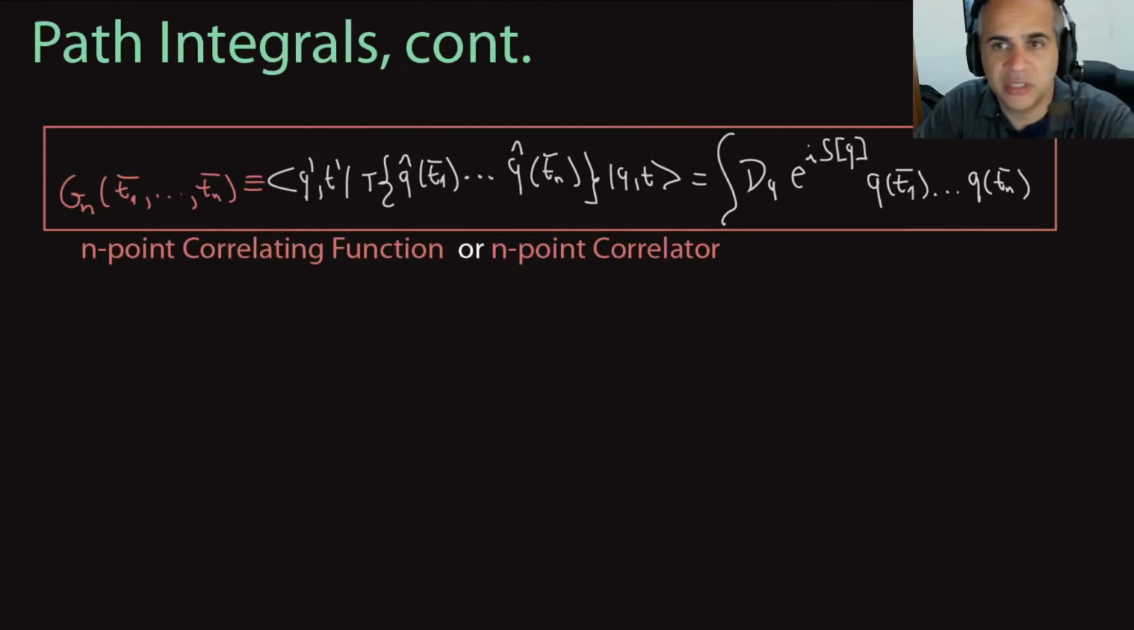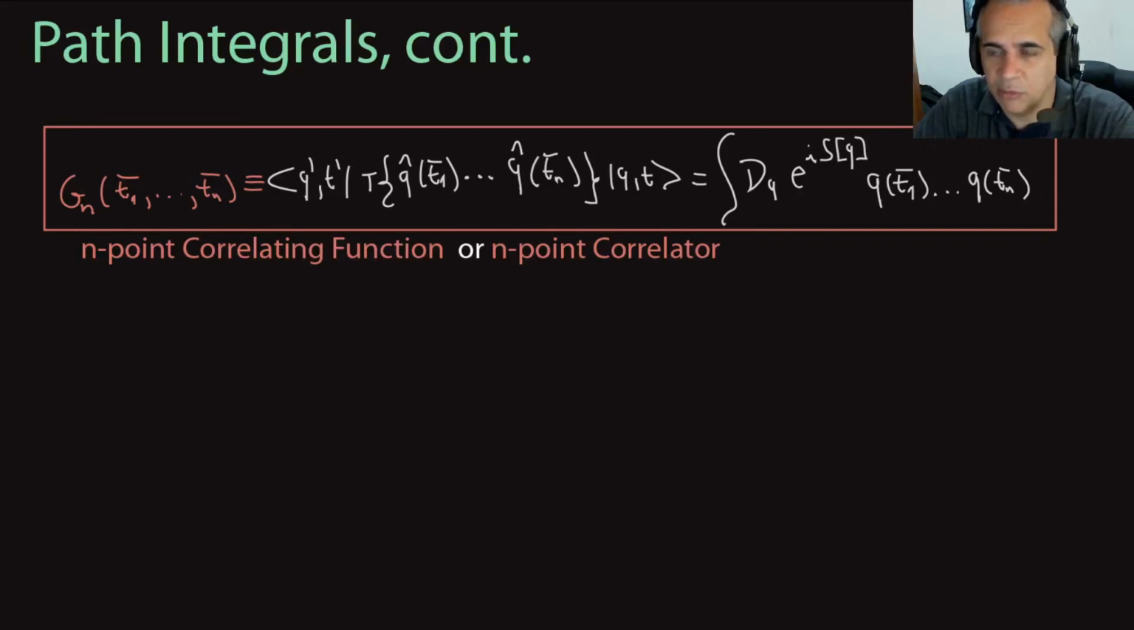We'll soon see that these correlators encode all the information I need about a quantum field theory. Suppose I knew exactly the form of all the correlators of a particular theory, I would know everything there is to know about it. So they will show up again and again in the calculations we'll do in the course.